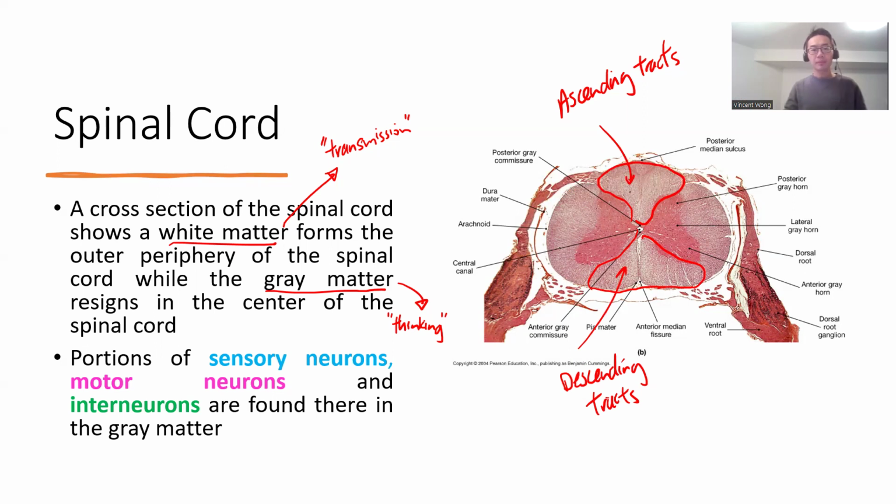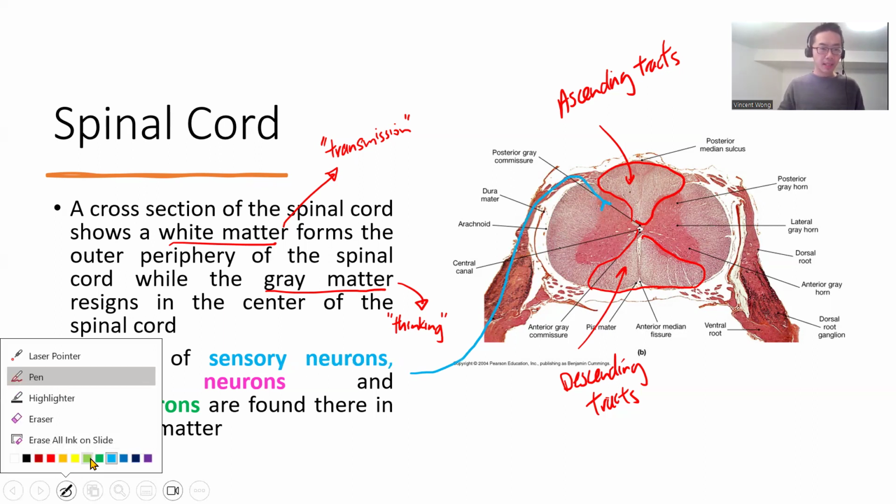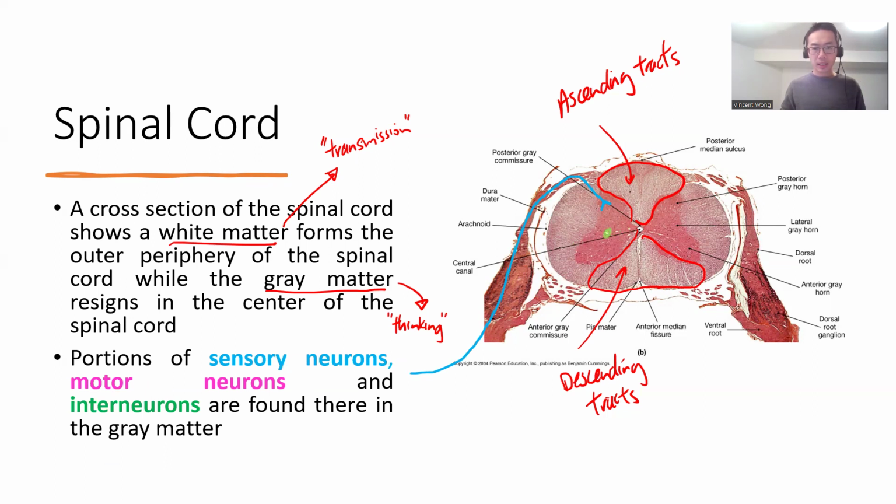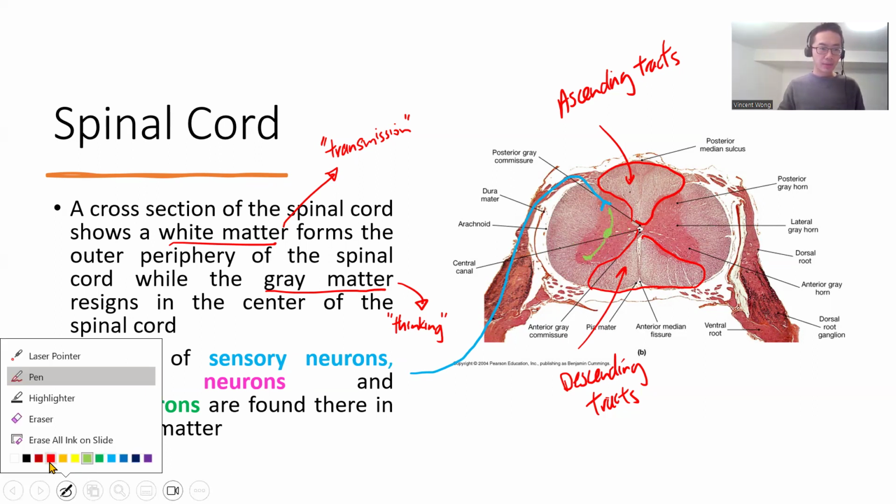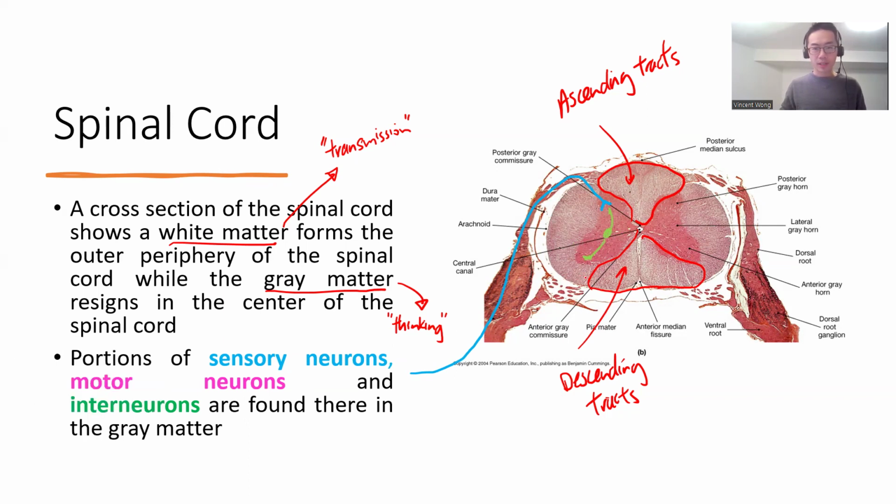Okay. And just to put everything into perspective for you again, the sensory neuron is going to be coming in at the back. And the blue one is the sensory neuron. And then you're going to have your interneuron right here. And I don't think I have pink here. I'll just use red. It's going to come out here like that.